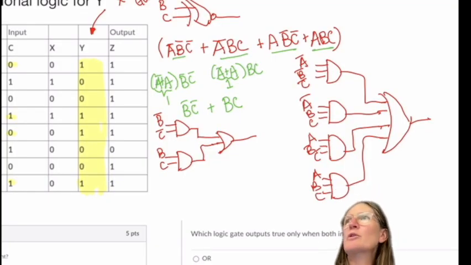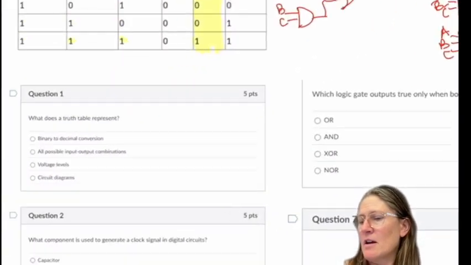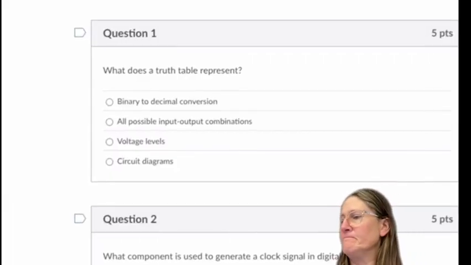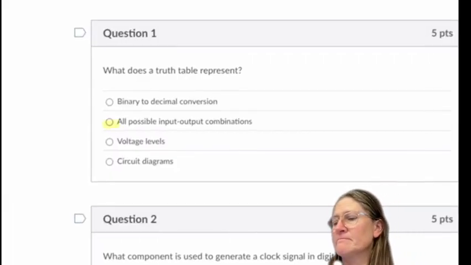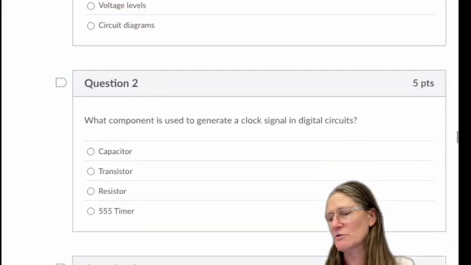Any questions about creating the digital logic from a truth table? Okay. All right, what does a truth table represent? Correct, all possible input-output combinations. So it gives you that information.